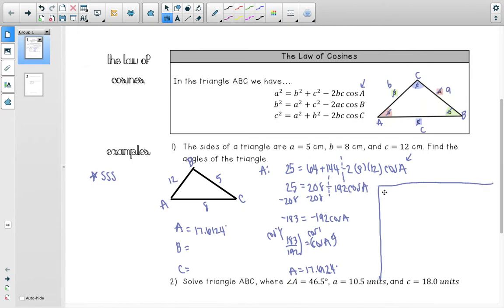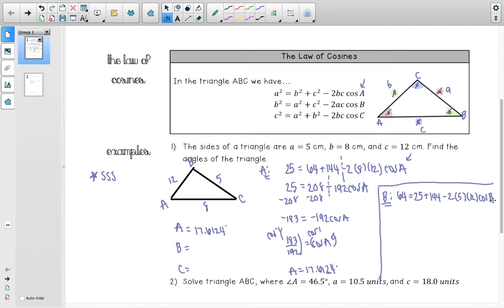So now let's find what B is. It doesn't matter which one you do. We're going to use this formula right here. They're all the same. It just changes the variations depending on what side and angle combo you have going on. So B squared is 64. And then you have A squared, which is 25, and 12 squared, which is 144, minus 2 times 5 times 12, and then cosine of angle B.